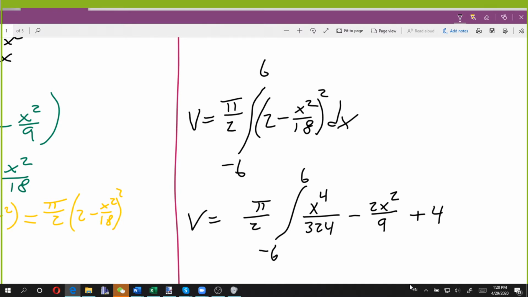Okay, so that 2x squared over 9 was 2 times 2 times negative x squared over 18, and the 2 and the 18 canceled out. dx. Okay, and now we're ready to integrate. So I'm going to kick this over to Nikita.